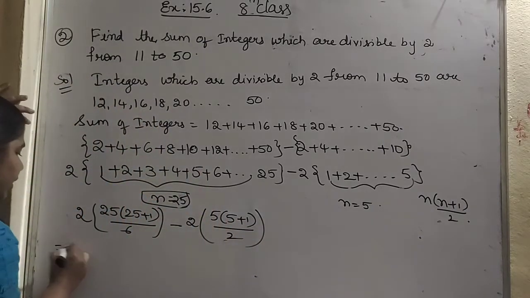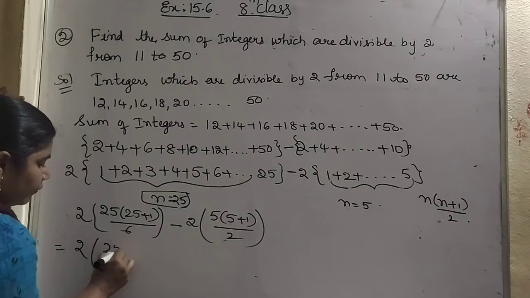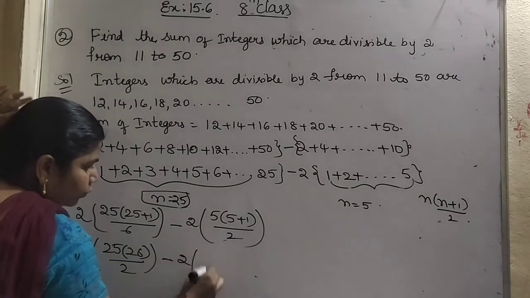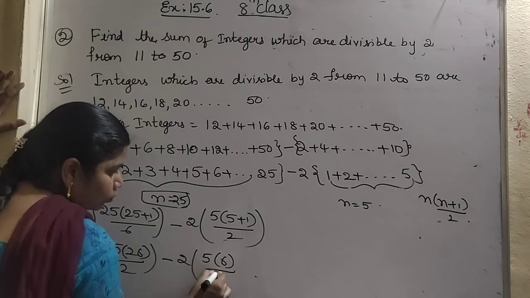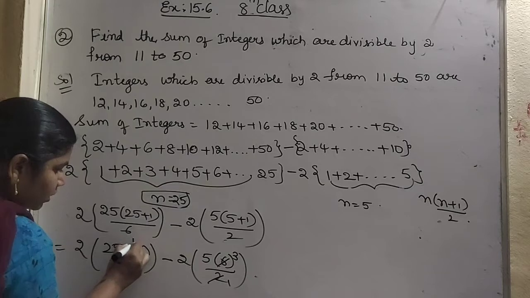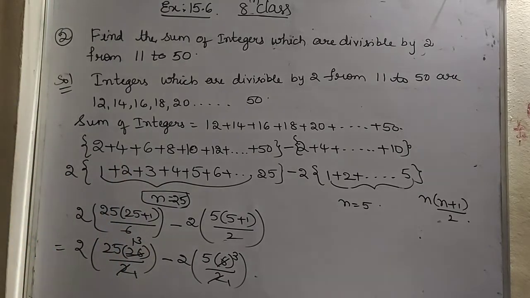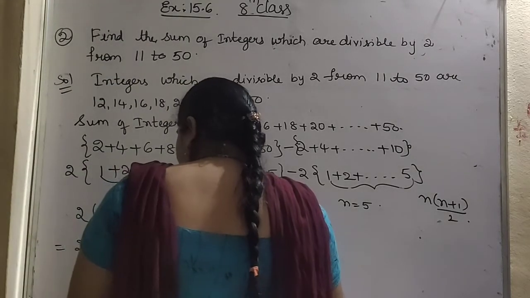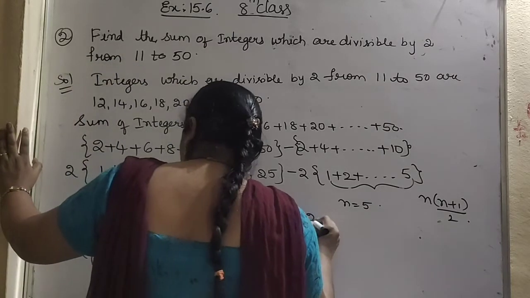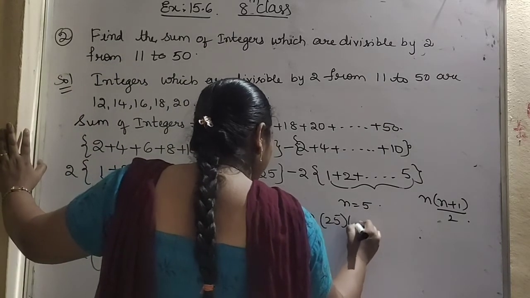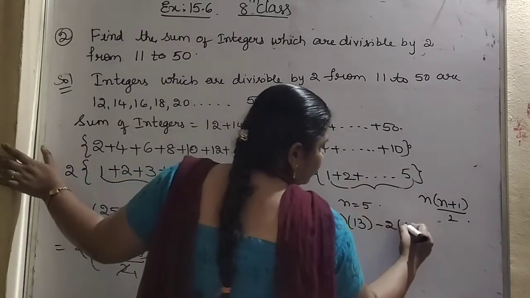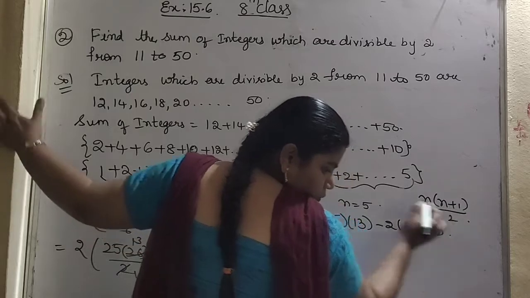Okay. So it will be 2 into 25 into 26 by 2 minus 2 into 5 into 6 by 2. 2 ones, 2 threes, 2 ones, 2 13s I have cancelled. So now it will be what? That will be equal to 2 into 25 into 13 minus 2 into 5 into 3.